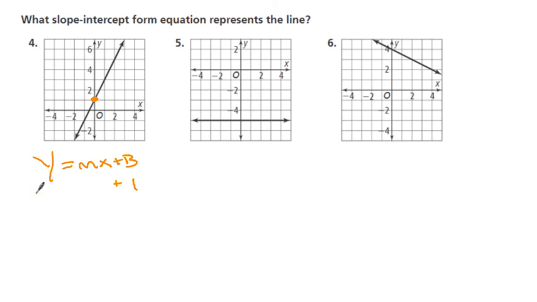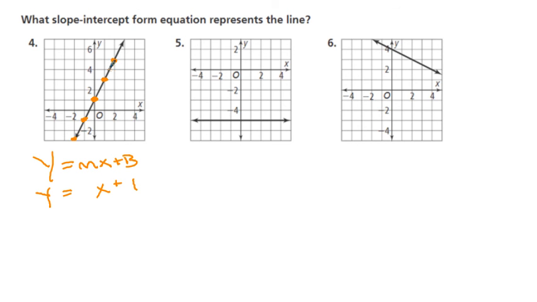Well, I got half of it. I know I got y equals something times x, so I got to figure out what the slope is. So what I need to do is find another perfect point. Like right here, this is not a perfect point. This is going halfway between 0 and 1. But this one right here is a perfect point. So is this one. So is this one. So this one is here too.